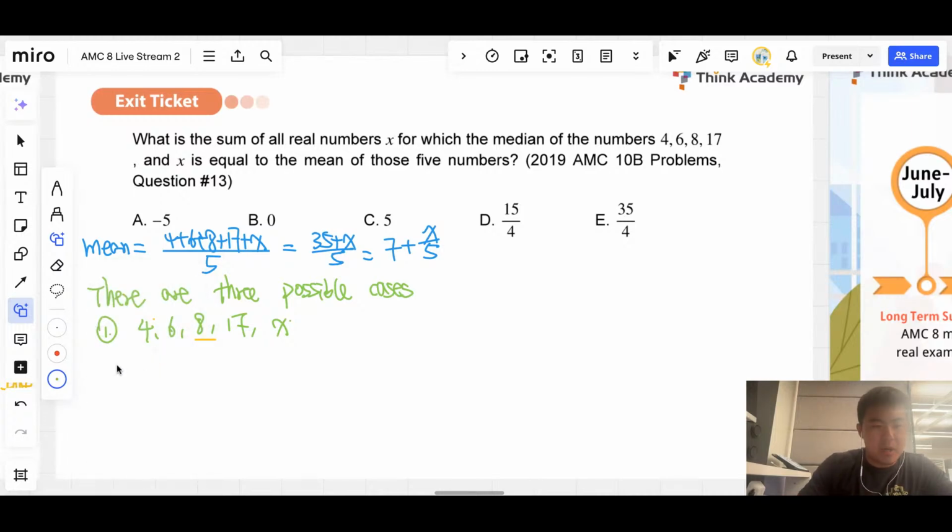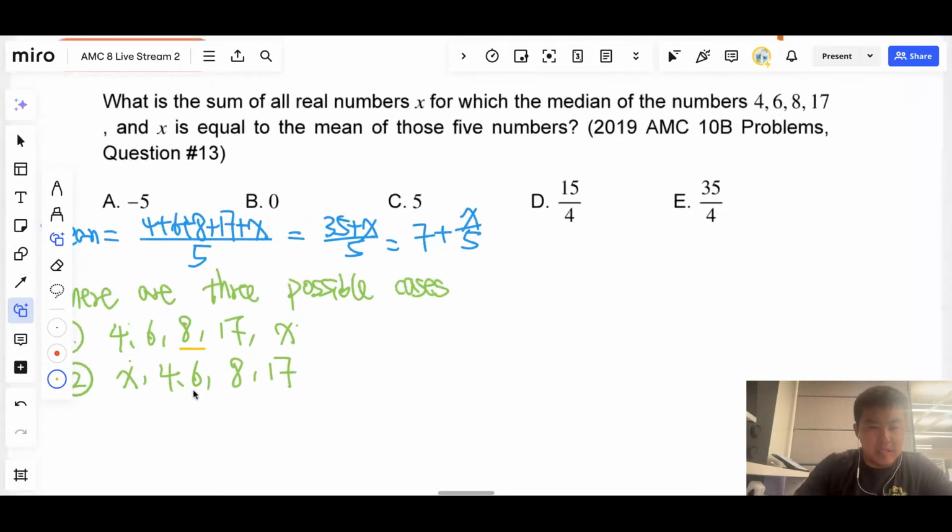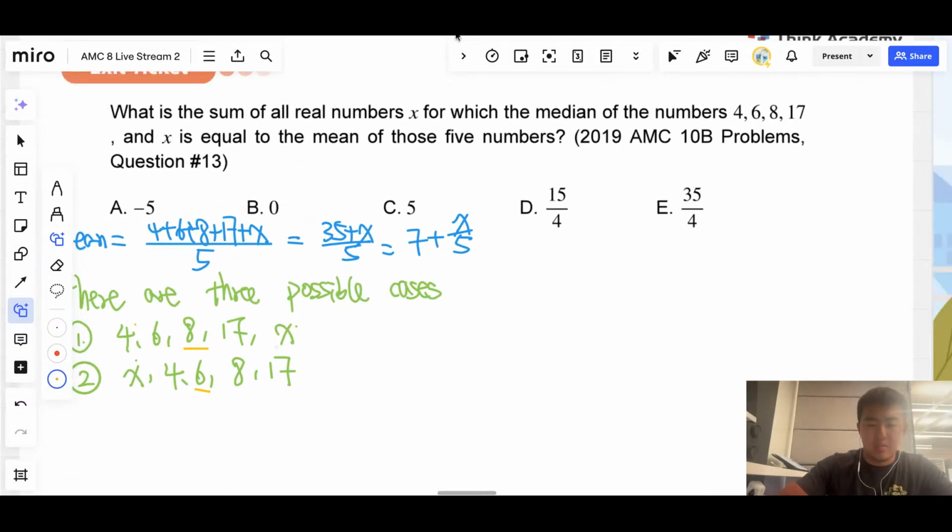Now for the second possible case, let me write it better. For the second possible case, we have x, 4, 6, 8, 17. Again, this is the same as 4, x, 6, 8, 17. As long as there are 2 numbers in front of 6 and 2 numbers greater than 6, we are following the second case. So the middle number in this list is 6. Let me highlight the median. So in this case, we get a 6. Good. All right, let me zoom out a little bit so I have more space to write.